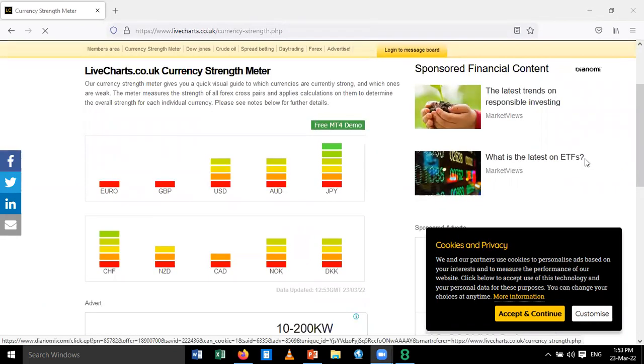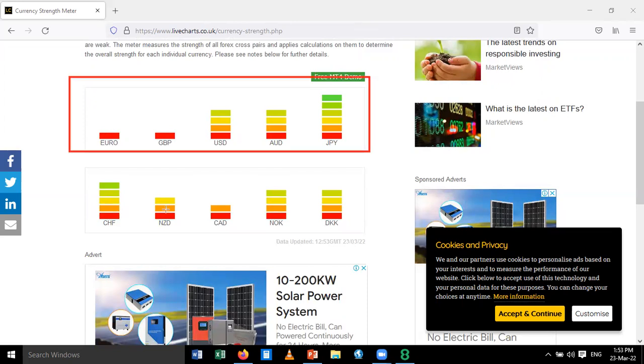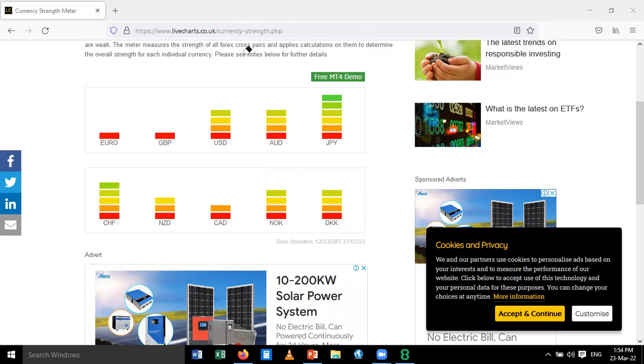Now here you have a drop down of the 8 most traded currencies, and their strength is shown like battery bars. With this, you can see that JPY is the strongest currency currently, whereas Euro and GBP are weak.